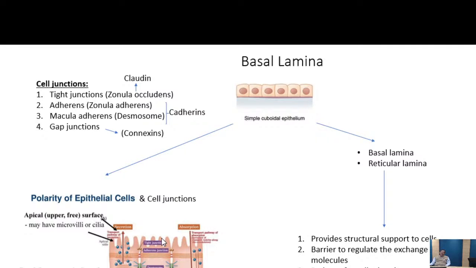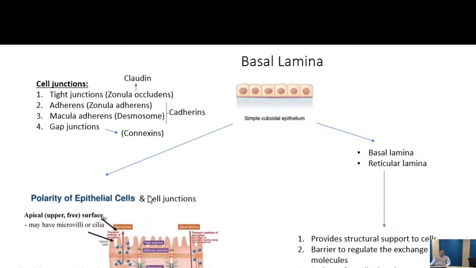These microvilli help to increase the surface area of the cells. You can imagine, in the gut, in the small intestine, in the large intestine, these microvilli are present, and they help in increasing the surface area for absorption of the food material. So I will talk about this more.